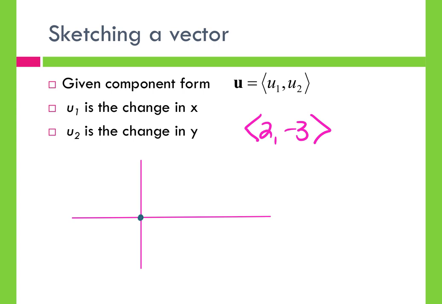And then you plot your change in x and change in y. So over 2, up 1, or no, down, negative, down 3. And then you connect them and you point your arrow towards where you just finished. So again, if I had initial and terminal, I would plot initial and terminal and just draw my arrow towards the terminal. If you don't have initial and you only have component form, you're starting at 0, 0, and you're ending at the coordinate point that is your component form.